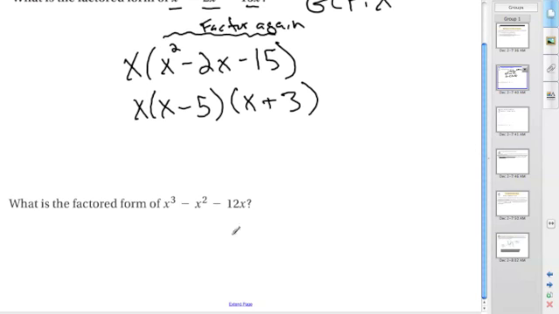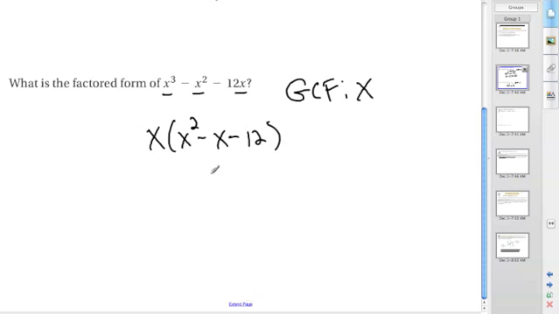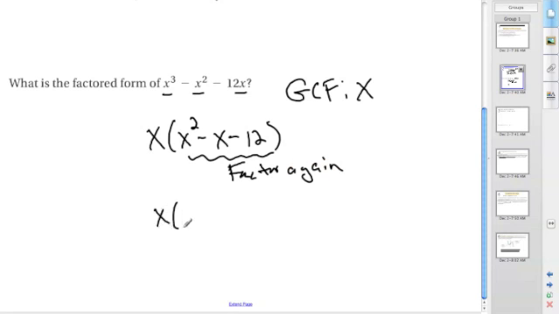Here's another example. Again, always look for your GCF. GCF is x because x is in every term, therefore it's a common factor. So x comes out and subtract all your exponents by 1. We have to factor again. So we're just factoring, factoring, factoring.